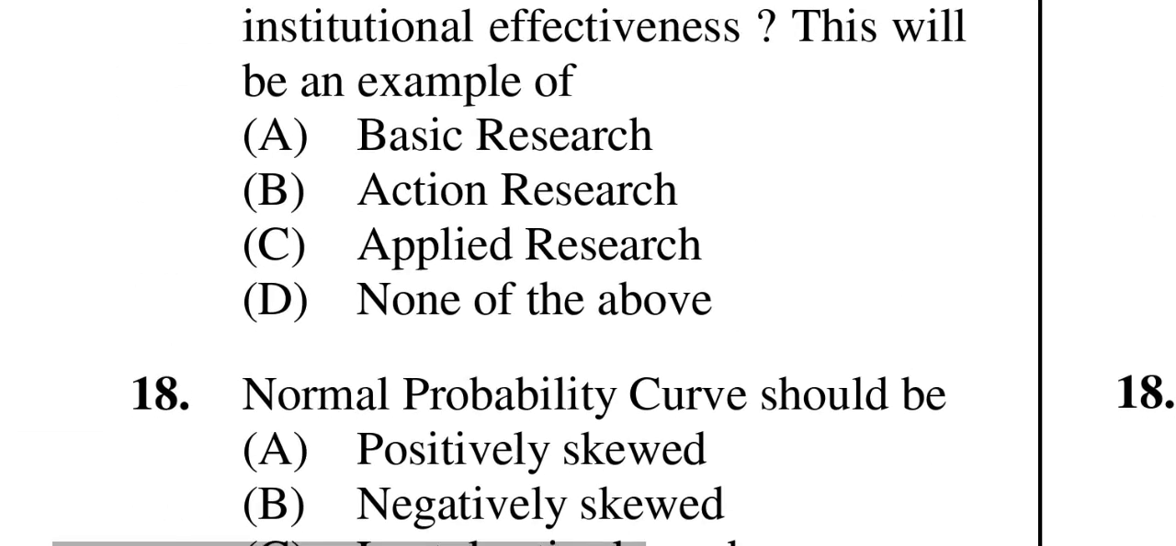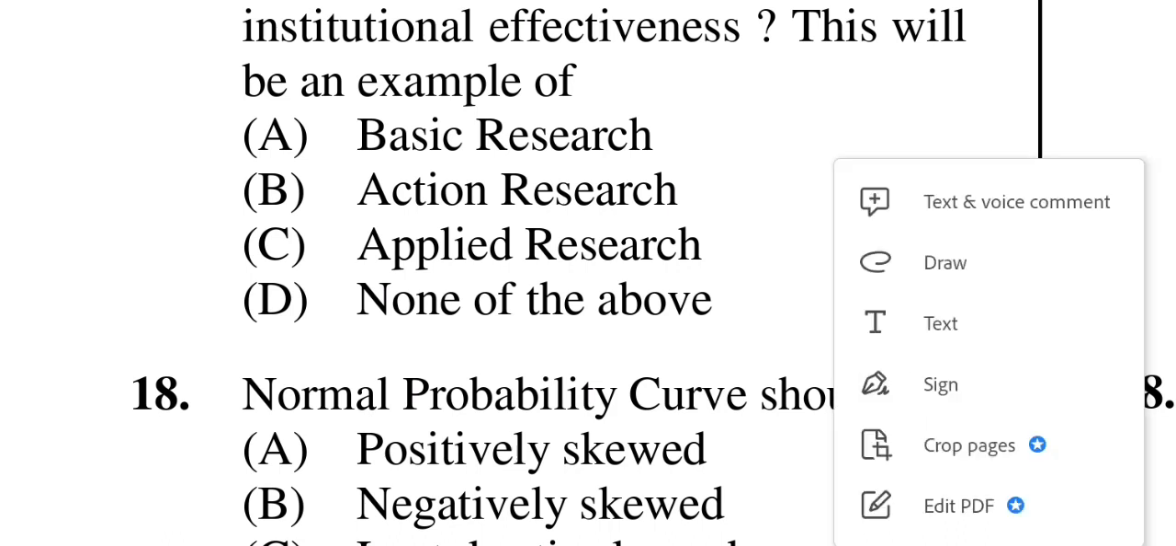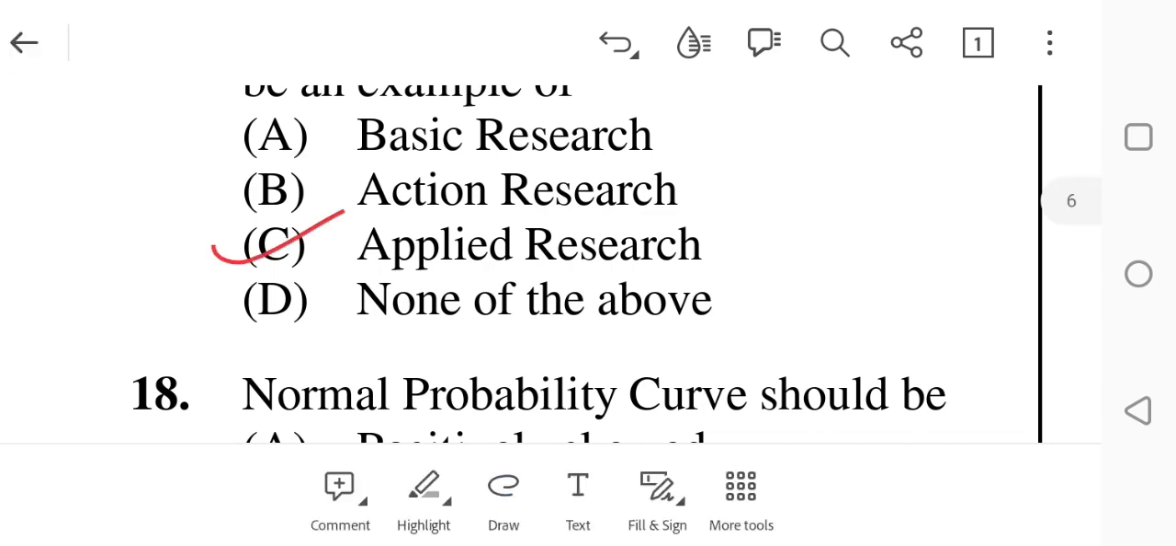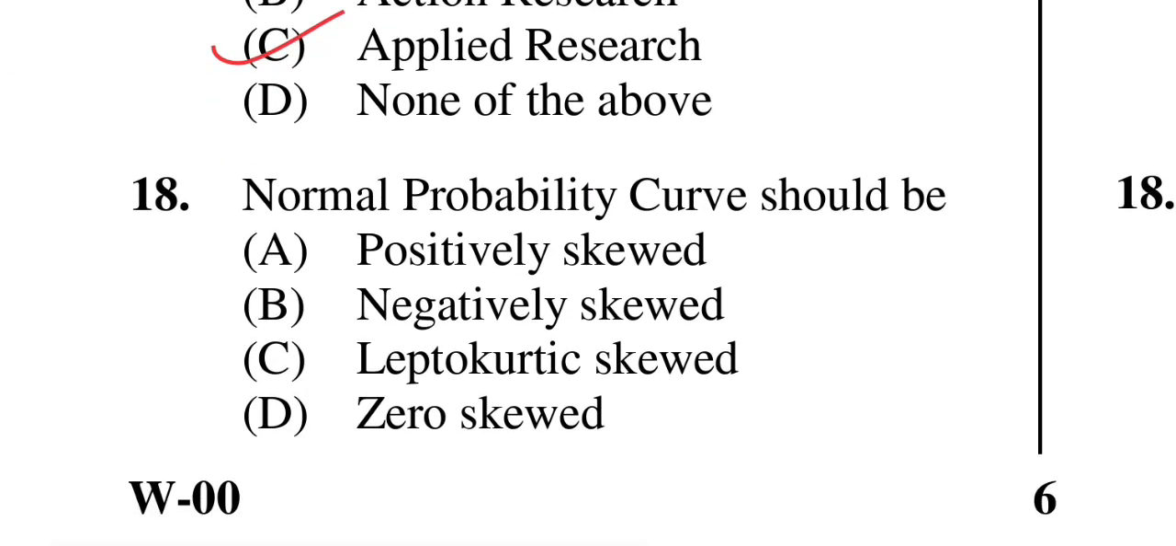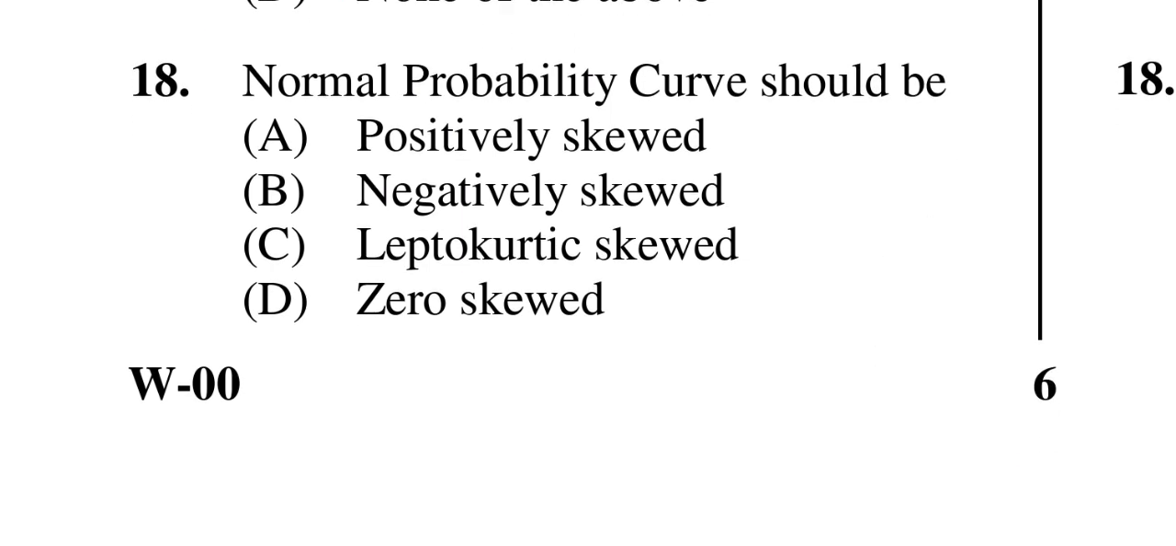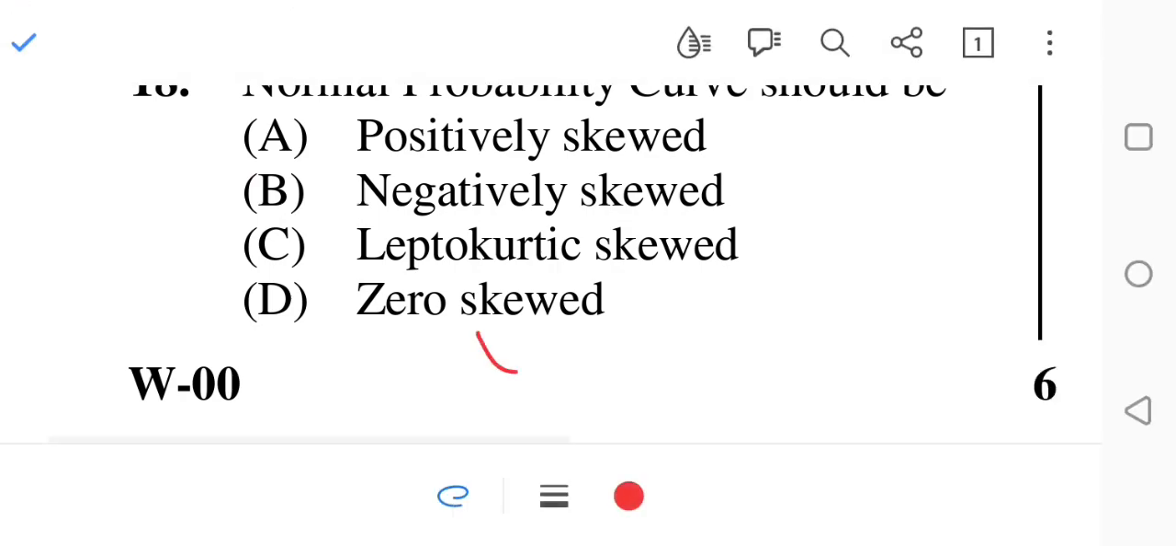Number 18, okay, number 17, let me mark it correct. Okay, 17 done. 18, normal probability curve should be what? Positively skewed, negatively skewed, leptokurtic skewed, zero skewed. So normal probability curve should be D, zero skewed. Zero skewed is the correct answer.